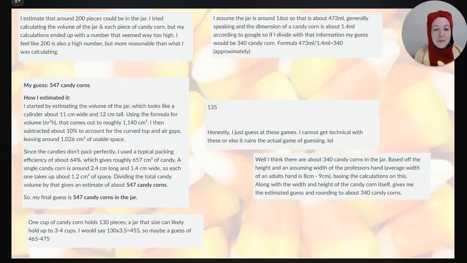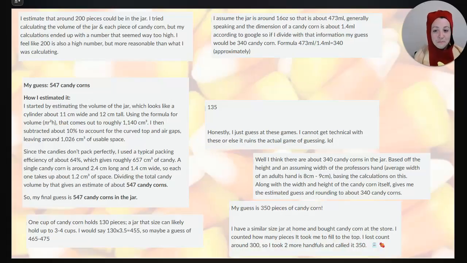Okay, this person came up with 547. They also did some of this calculation. And a lot of the volume calculations that y'all were doing, you were doing with different units. So I want to point out again, you can do calculations in a lot of different ways and come up with different guesses. It's really creative.